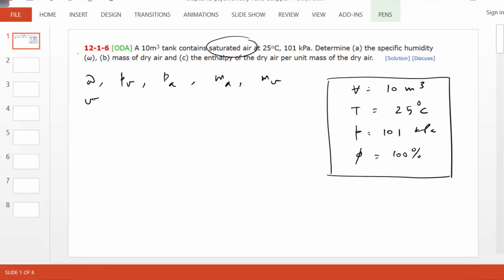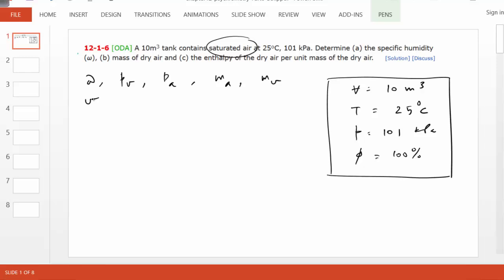So all these quantities, all these properties, you already know what they are. Let's see how we find these quantities manually and verify using appropriate TestCalc. And when you find them manually, let's do both ways, using formulas and using the psychrometric chart.